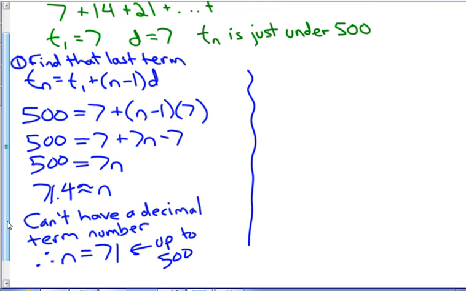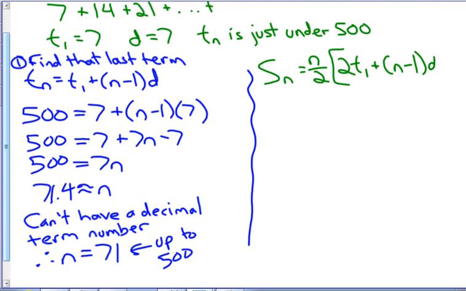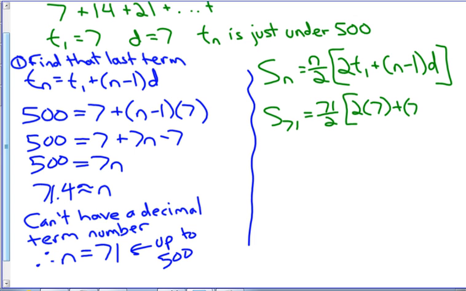We know n, T1, and d, so we can use this Sn formula: n over 2 times 2 times T1 plus (n minus 1) times d. We're looking here at 71 terms. So that's going to be 2 times T1 of 7 plus 71 minus 1 times 7. We can head to the calculator, and it's going to give us 17,892. You might want to double check that in your calculator.